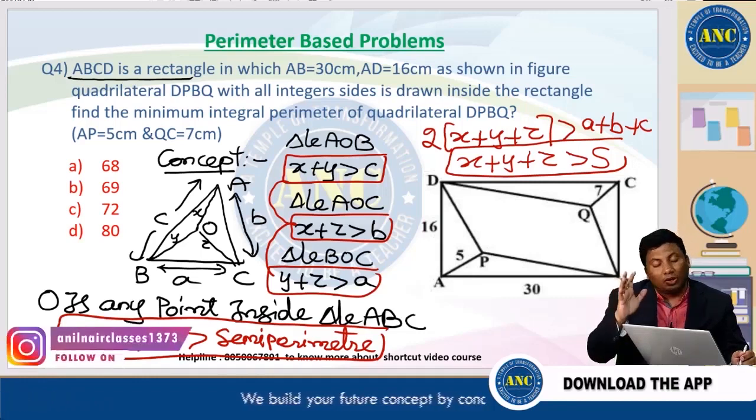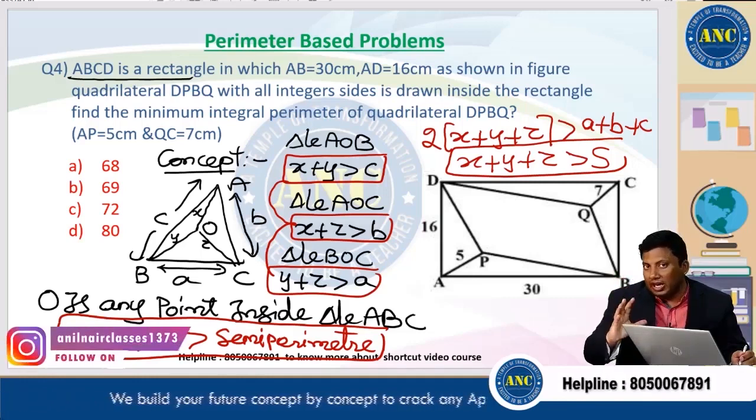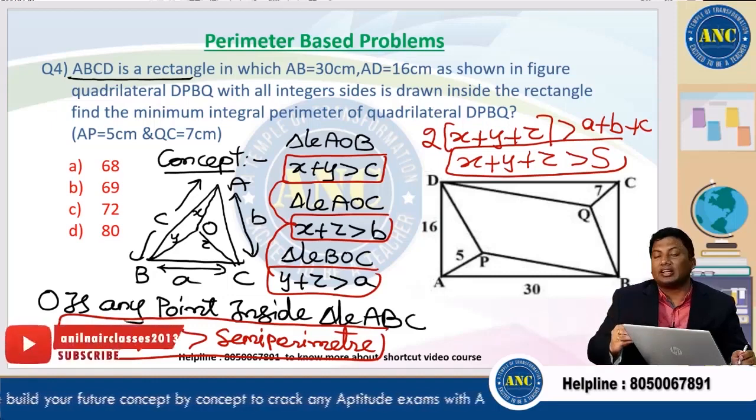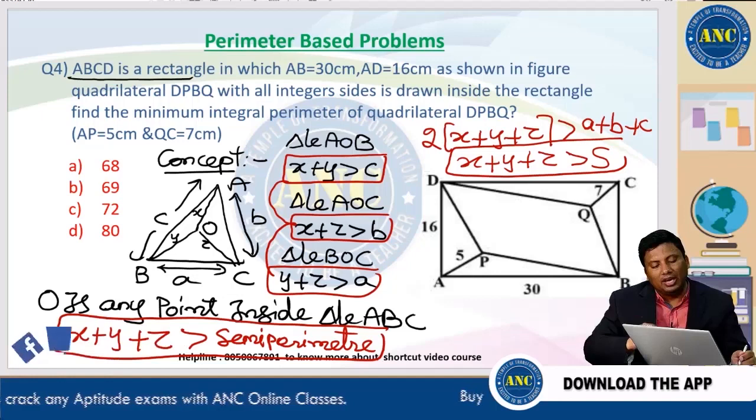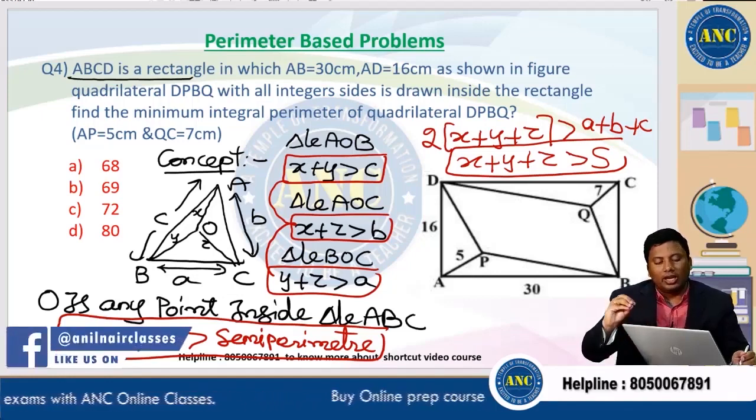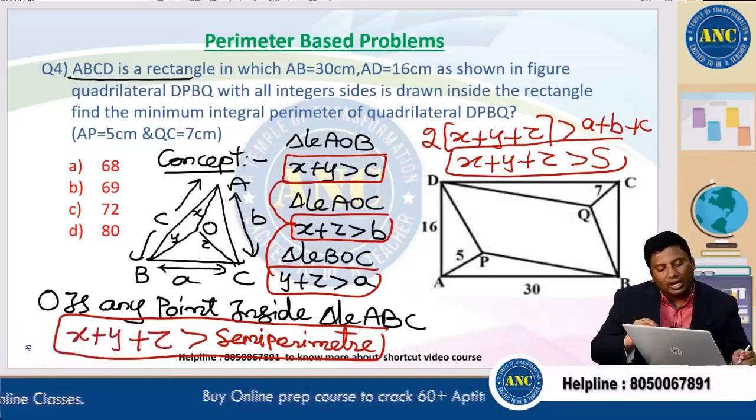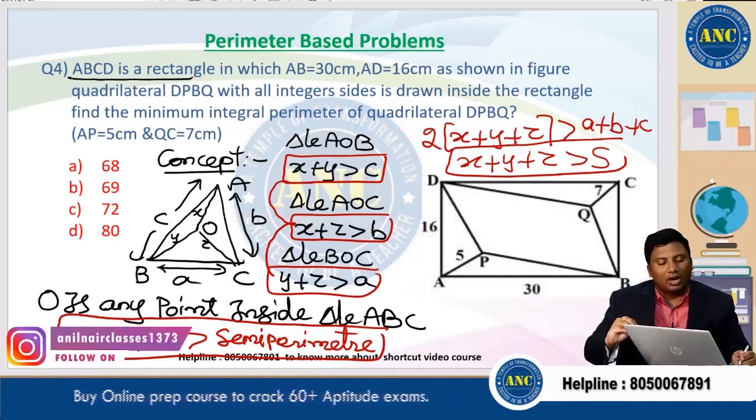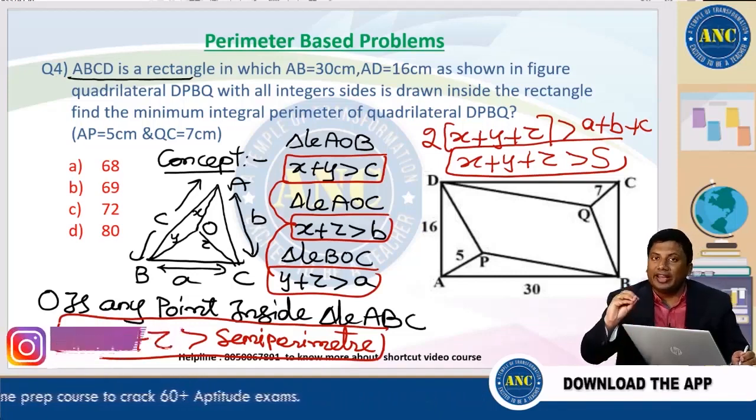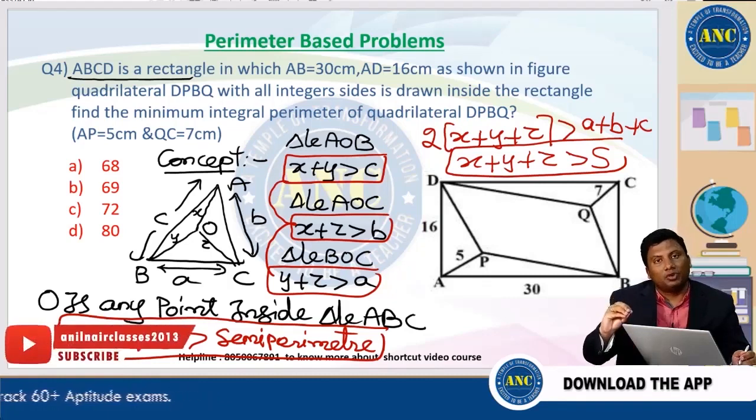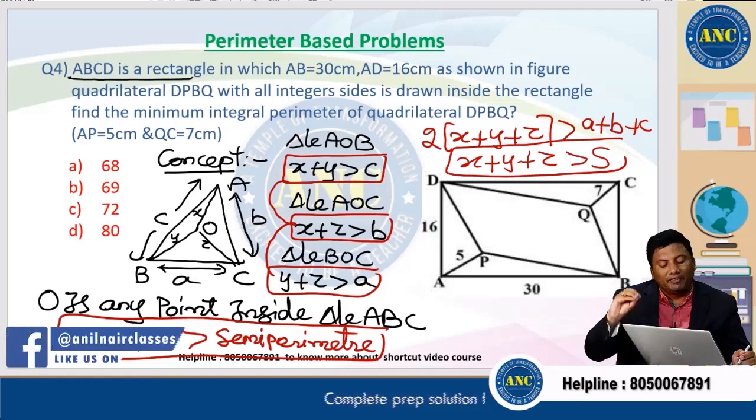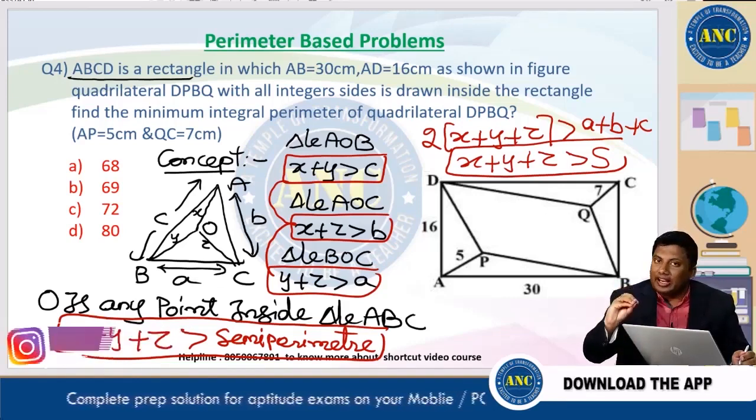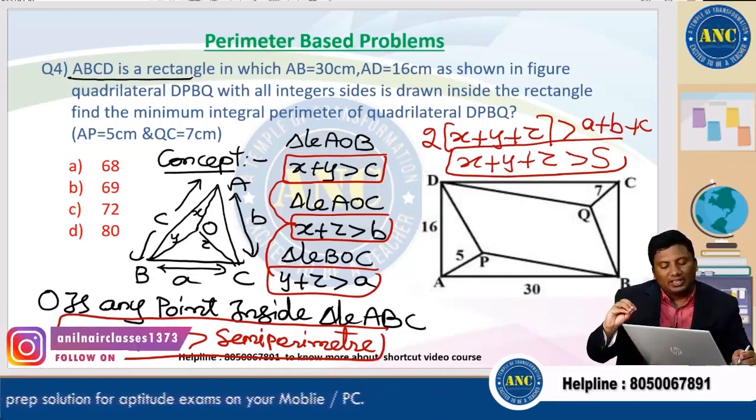Again I am repeating. I took a triangle ABC, it could be any triangle. O is a point inside the triangle ABC. From O I joined A, from O I joined B, from O I joined C. OA I called X, OB I called Y, OC I called Z. Under this, if I take triangle AOB, the sum of two sides should be greater than the third side. X plus Y is greater than C. If I take triangle AOC, X plus Z is greater than B. If I take triangle BOC, Y plus Z is greater than A.